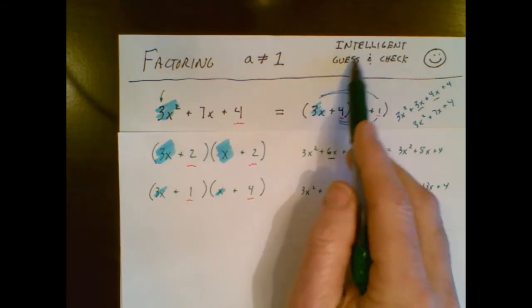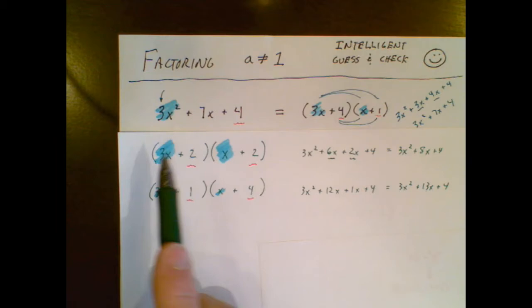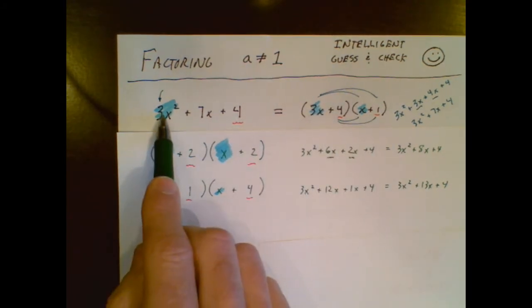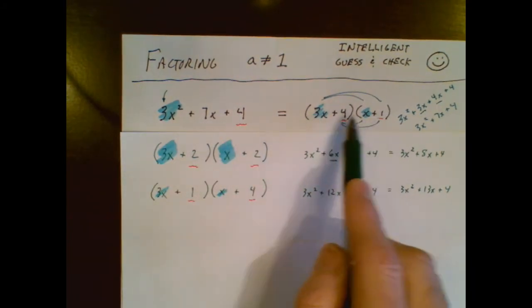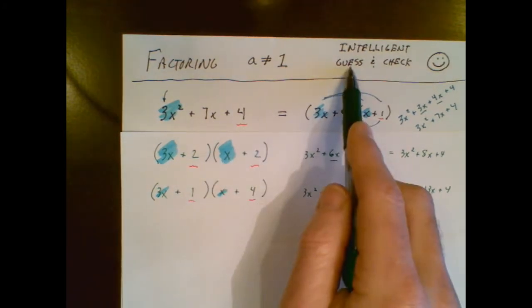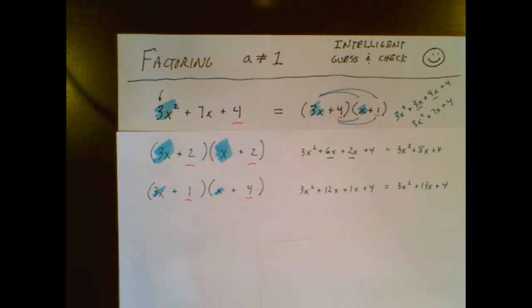This is why I call this intelligent guess and check. The intelligent part is I know what I put in my first parts of the parentheses must multiply to equal that. What I put in the last parts of my parentheses must multiply to equal that. But I still need to check it, because even if I'm following those rules, I might not be correct.